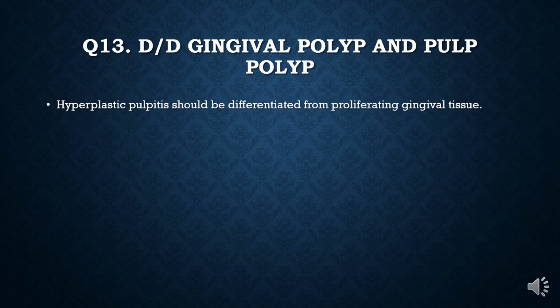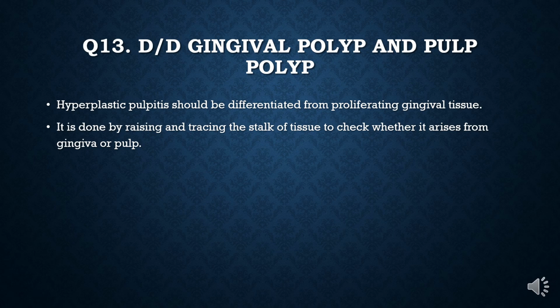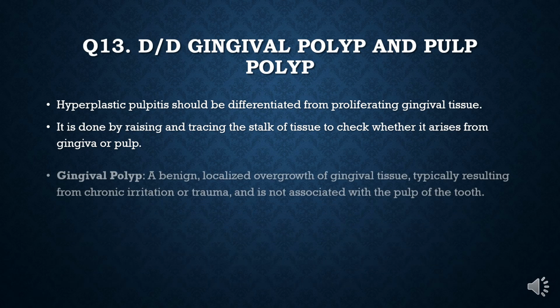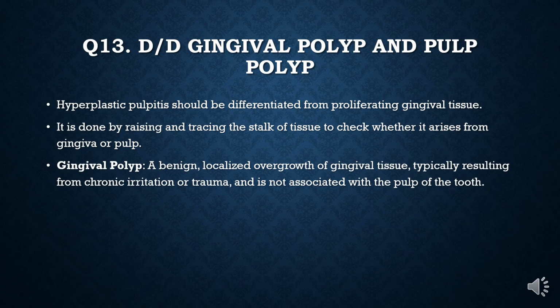Hypoplastic pulpitis, that is, pulp polyp, should be differentiated from proliferating gingival tissue, that is, the gingival polyp. It is done by raising and tracing the stalk of tissue to check whether it arises from gingiva or pulp. Gingival polyp is a benign localized overgrowth of gingival tissue typically resulting from chronic irritation or trauma, and it is not associated with the pulp of the tooth.